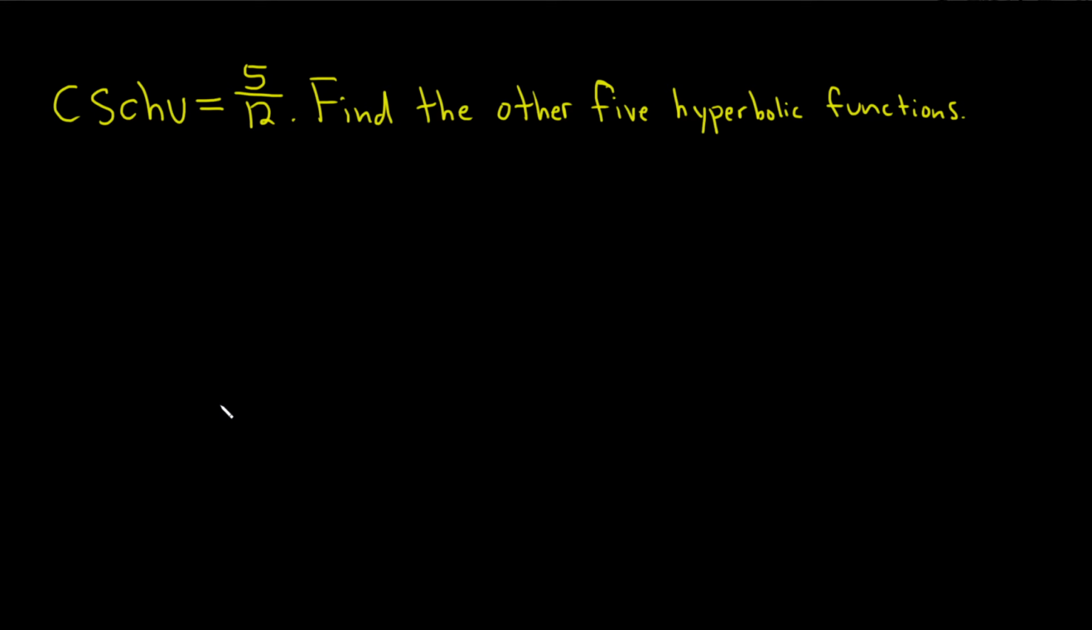Hi everyone, in this problem we're told that the hyperbolic cosecant of u is equal to 5 over 12, and we have to find the other five hyperbolic functions. Let's go ahead and work through it.